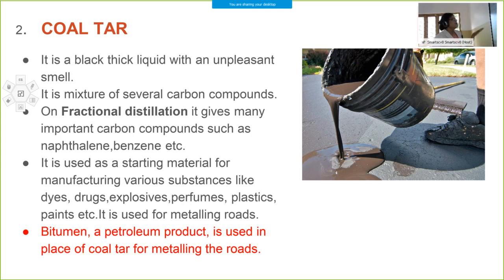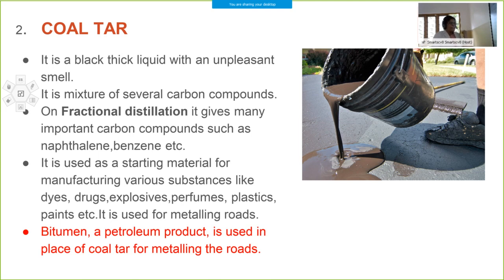of petroleum. Okay, so now just understand that on fractional distillation, coal tar gives many important carbon compounds such as naphthalene, benzene, etc. Then it is used as a starting material for manufacturing various substances like dyes, drugs, medicines. Coal tar acts as a starting substance from which we can get medicines, explosives, in making bombs, etc. We use this coal tar.